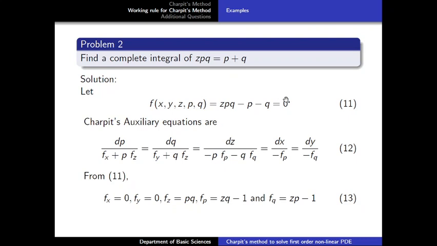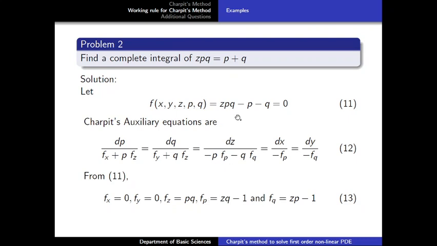I evaluate fx from the expression, and here we can observe that there is no term of x, therefore each term is treated as a constant and its derivative is going to be 0. Again, for evaluating fy, there is no term of y existing in equation 11, therefore fy is going to be 0. Now fz is calculated from the first term because it contains z and the other two terms do not contain z. Therefore, the partial derivative of f with respect to z is pq into 1 plus 0.